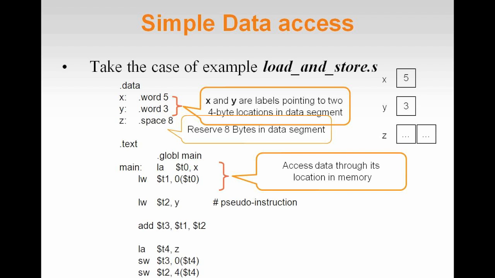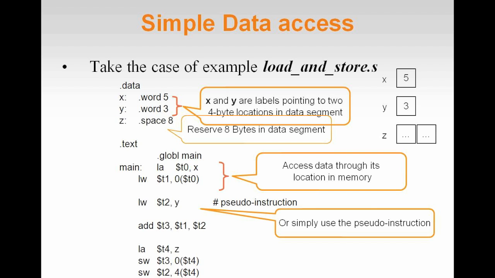Here, the base address of X is loaded into register T0 using the load address instruction, and then the 4-byte contents of this location are loaded into register T1 using the load word instruction. Or you could simply use the pseudo instruction of this format, which performs both operations implicitly.